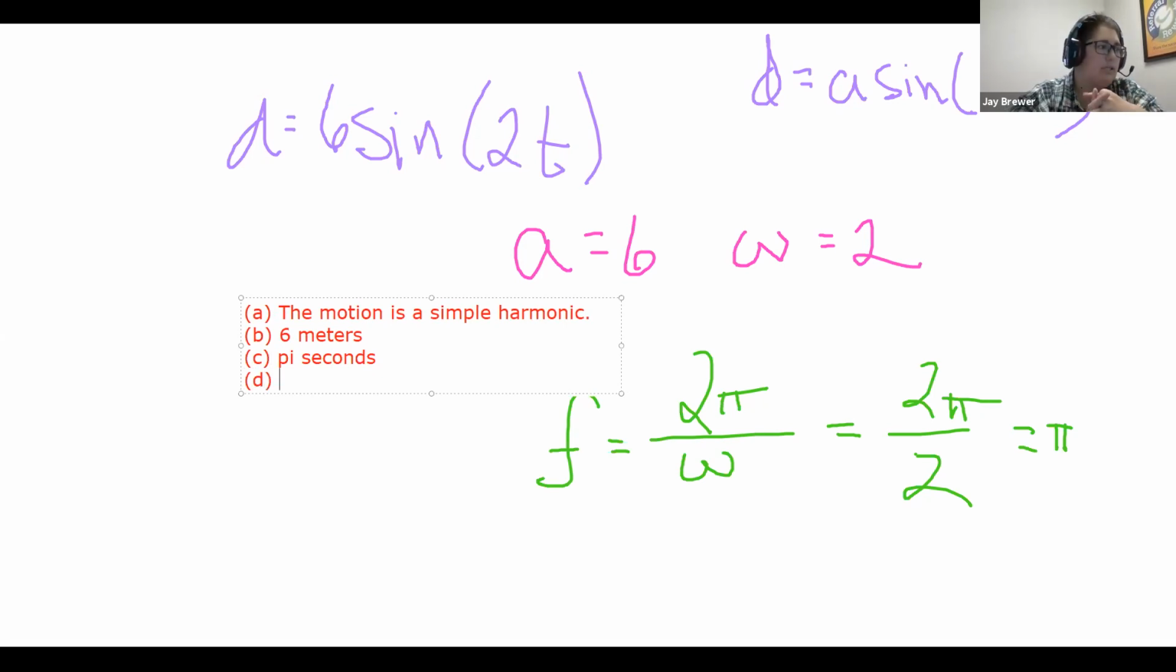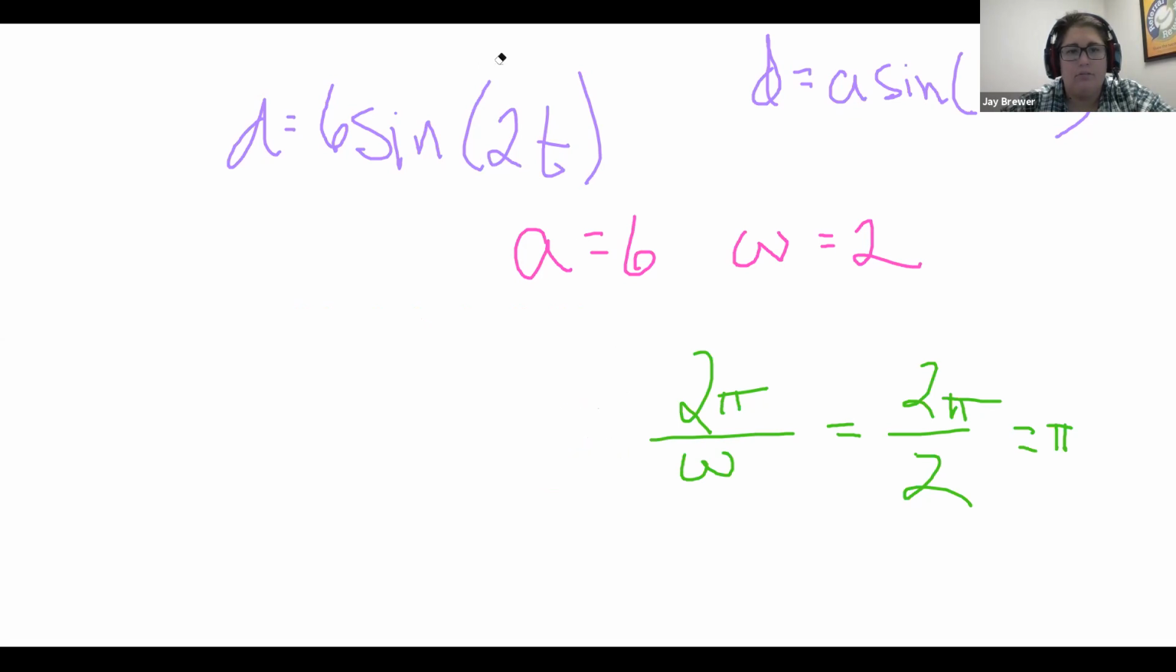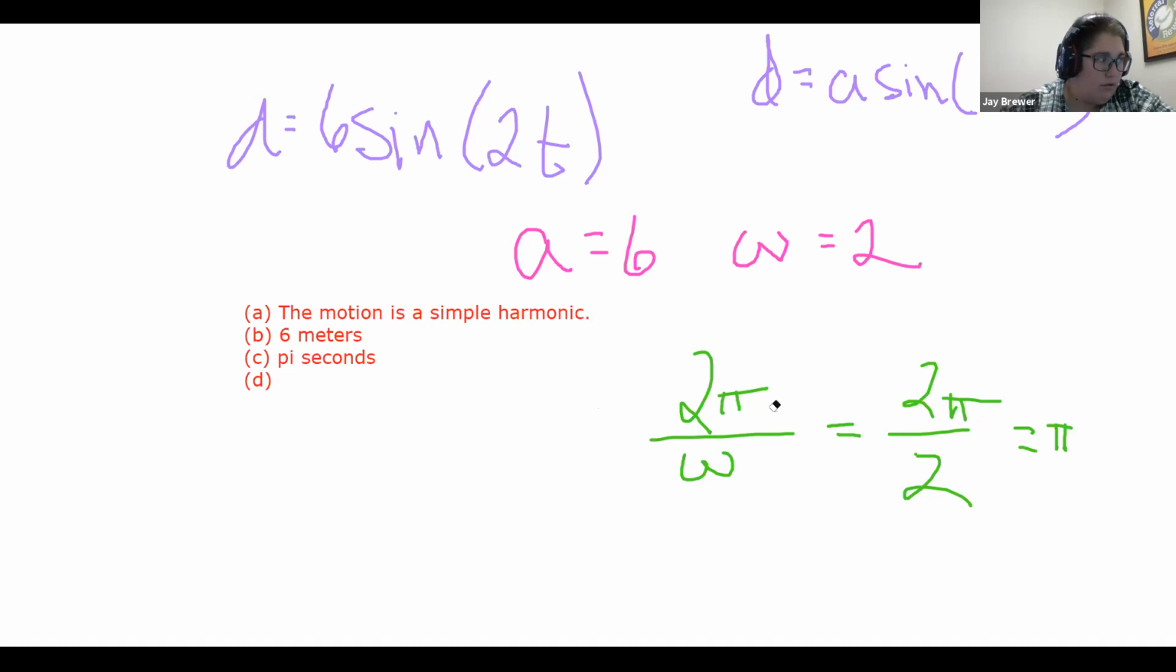The last one is D. I guess that is not the frequency part there. Okay. So that is the time for just one oscillation. So this is for one oscillation.